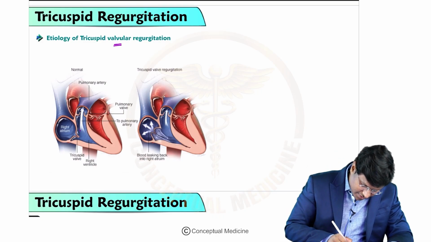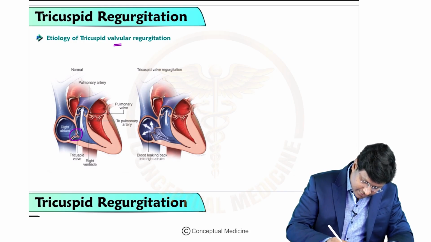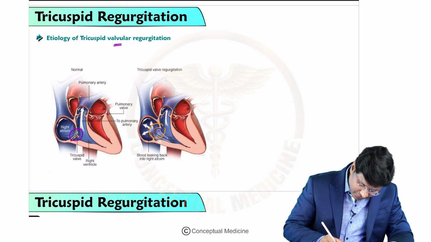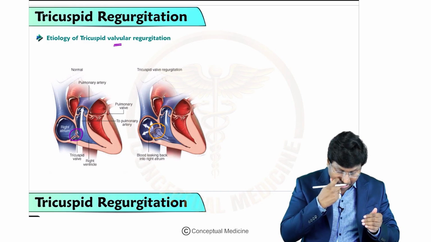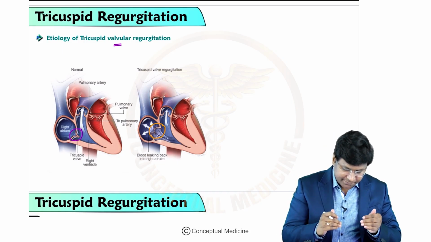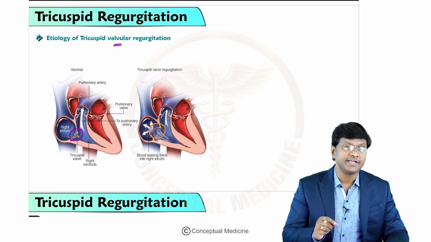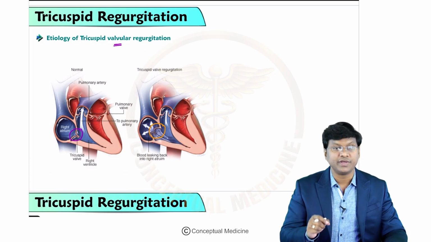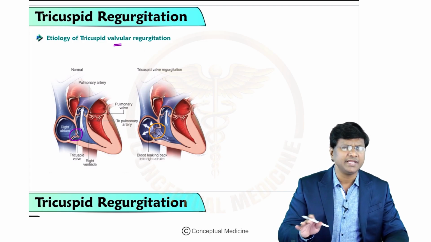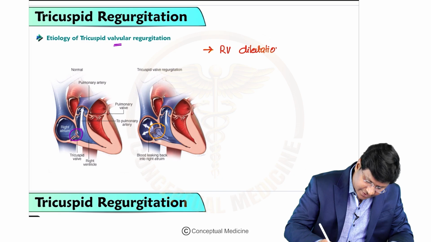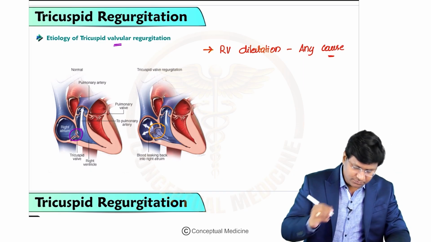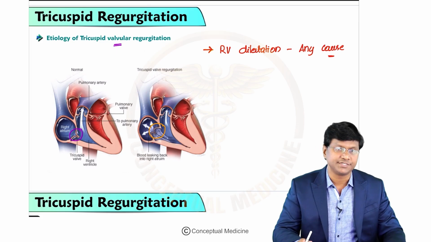See, this is the normal tricuspid valve, and you can see the tricuspid valve over here where it is dilated, and you can see the tricuspid valve cusps pushed into the right atrium. So tricuspid valvular regurgitation often occurs whenever there is right ventricular dilatation from any cause. Whenever there is right ventricular dilatation from any cause, this can make the individual develop tricuspid valve regurgitation.